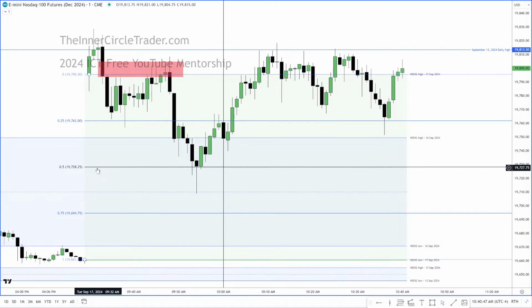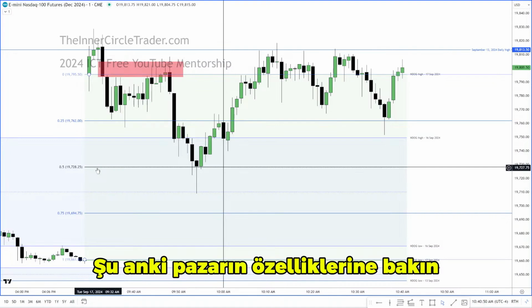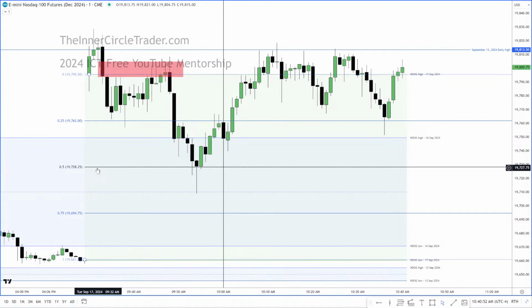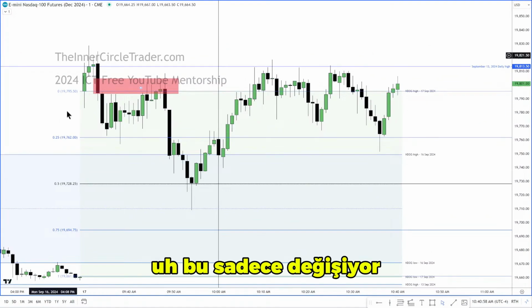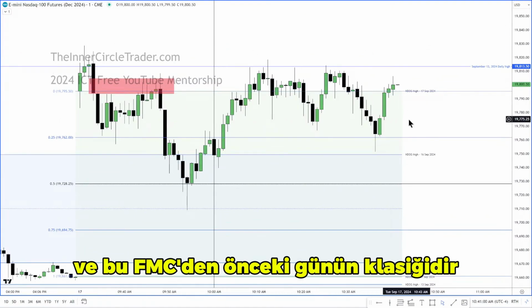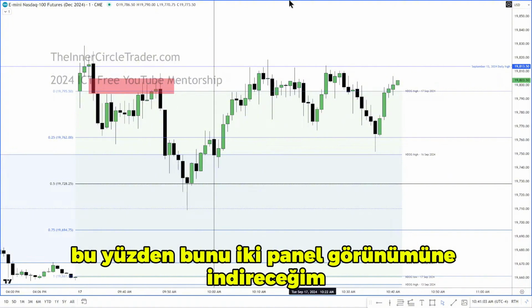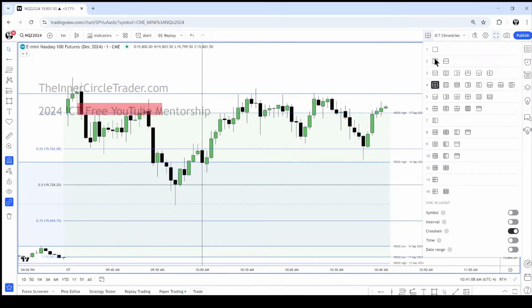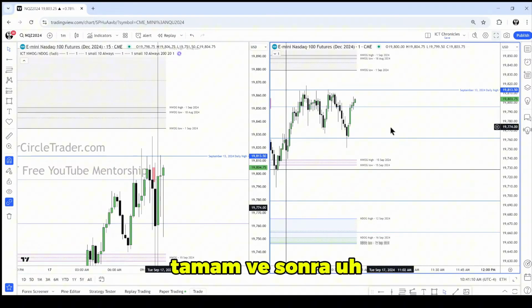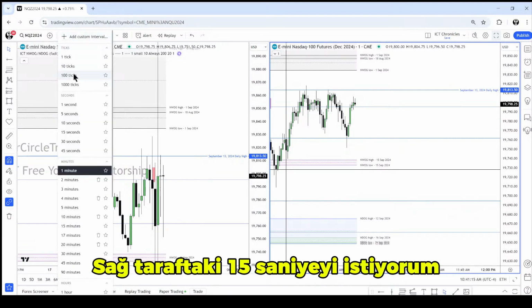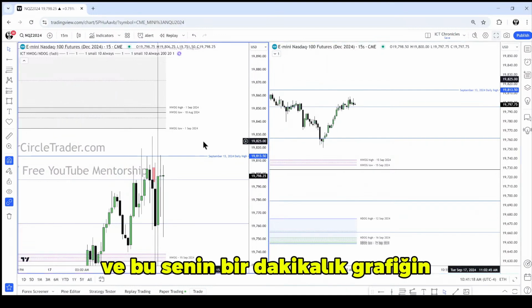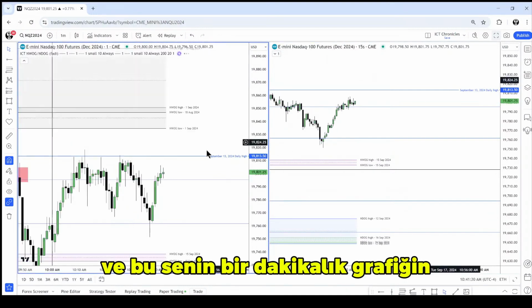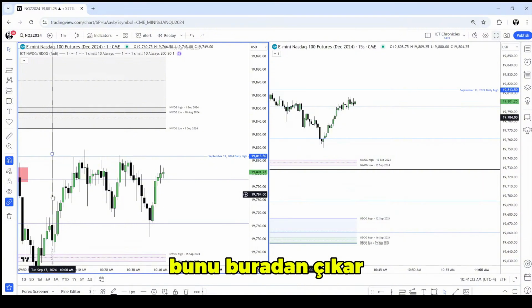So anyway, you can see, look at the characteristic of this market right now. I got a little carried away. It's just ranging, and that's classic the day before FOMC. So I'm going to strip this down to the 2-panel view. All right, and then I want that 15-second on the right side. And this is your 1-minute chart. I'll take this off here.